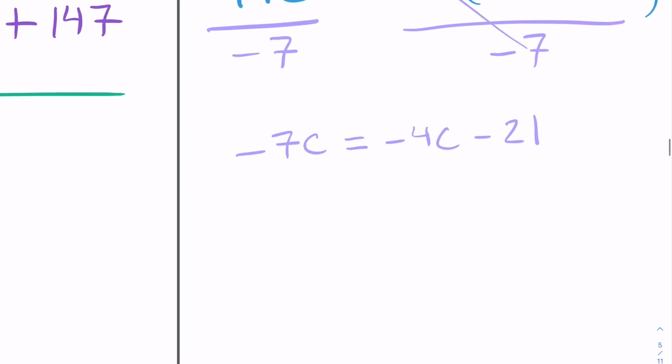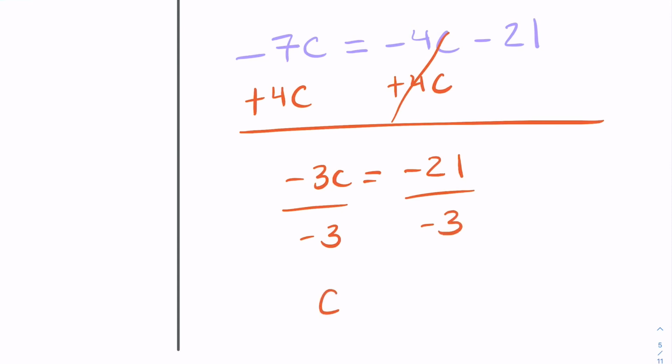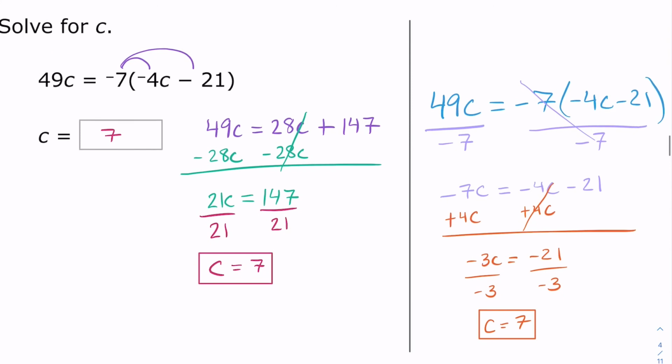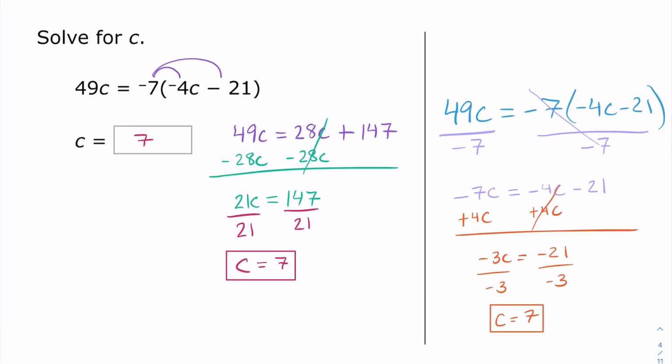And so now from here, I'm going to add 4c, and what happens is I get -3c equals -21. And again, I do some division, and I'm going to get that c is equal to 7. So c is equal to 7 in both of these, obviously, because it's an equation. As long as I followed all the math rules correctly, I'm going to be okay with this.